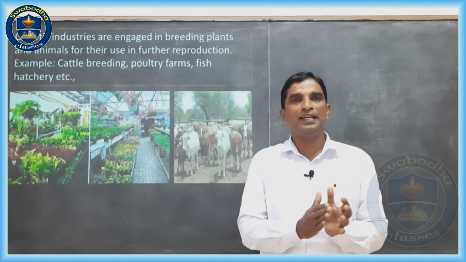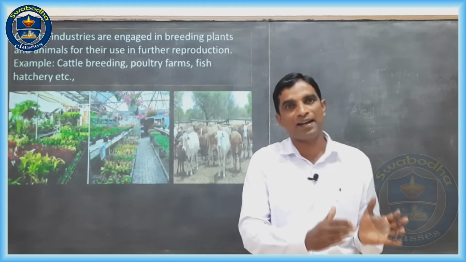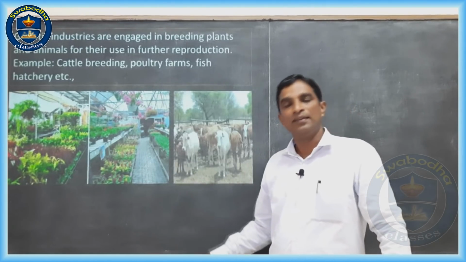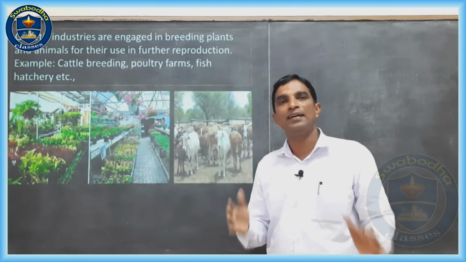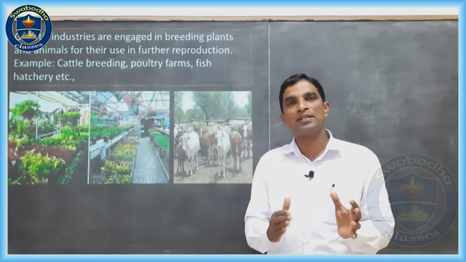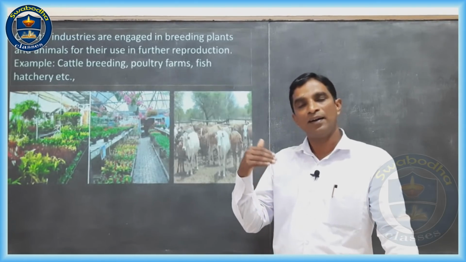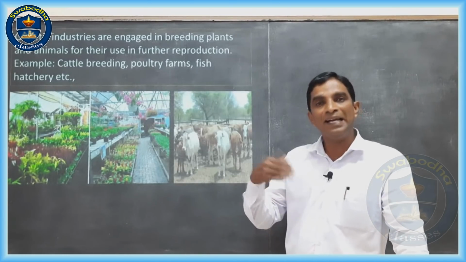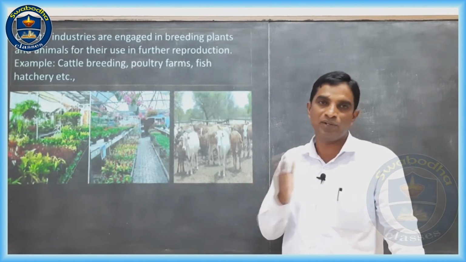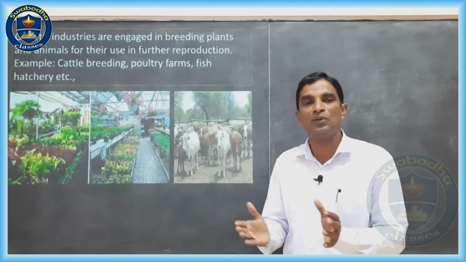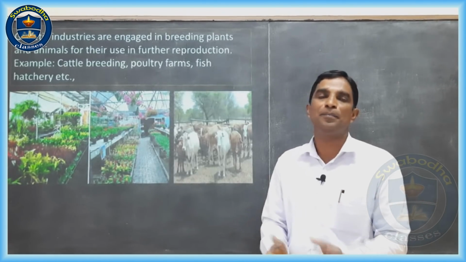So under primary industries we have extractive and genetic industries. Extractive means directly extracting from nature. Those products will be either finished products or raw material for the next industries. So two types are there, extractive and genetic. Genetic is related to living beings and plants.